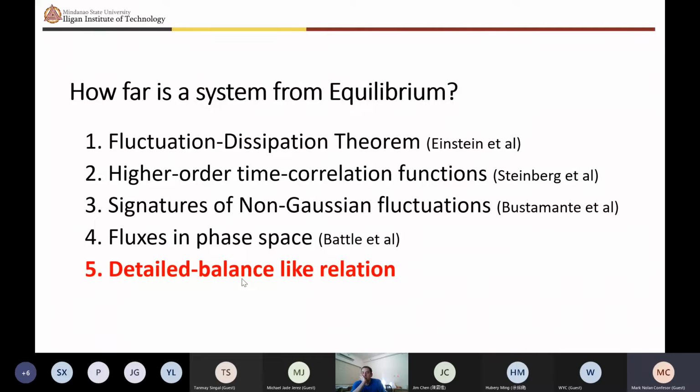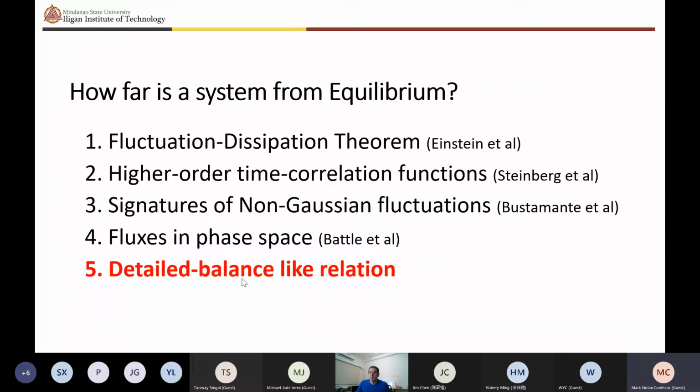For example, the early development on this was Einstein himself with the fluctuation dissipation theorem. If you remember quite well, you have this very beautiful relation: gamma D equals kT, where gamma is the friction coefficient, D is the diffusion coefficient, and kT is the temperature. That's very beautiful. But unfortunately, in systems that are far from equilibrium, the fluctuation dissipation theorem does not hold generally.